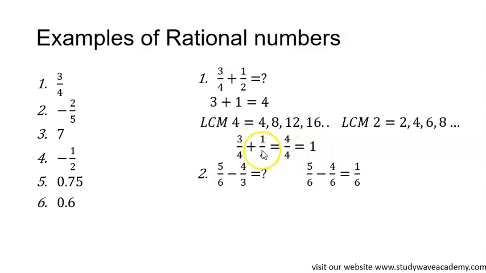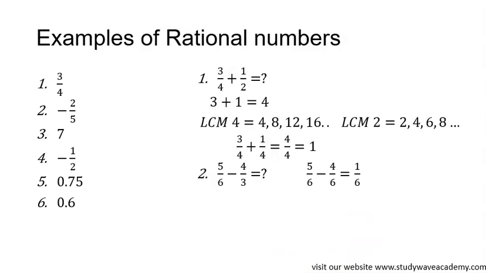Okay? Same when you are also subtracting. 5 over 6 minus 4 over 3. You subtract the numerators and look for the lowest common multiple of 6 and 3. The lowest common multiple of 6 and 3 is still 6. If you use this method, you are going to see that it is 6, okay? So 5 minus 4 is going to give us 1, and we maintain 6 as our denominator. So we have 1 over 6. Do you understand? That is how you do it, okay?